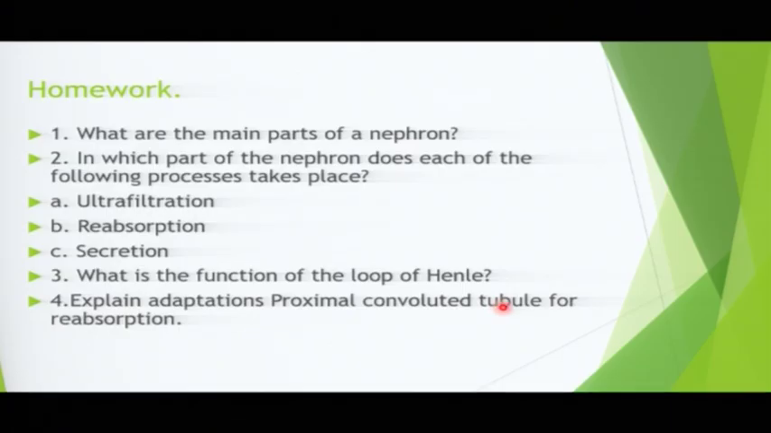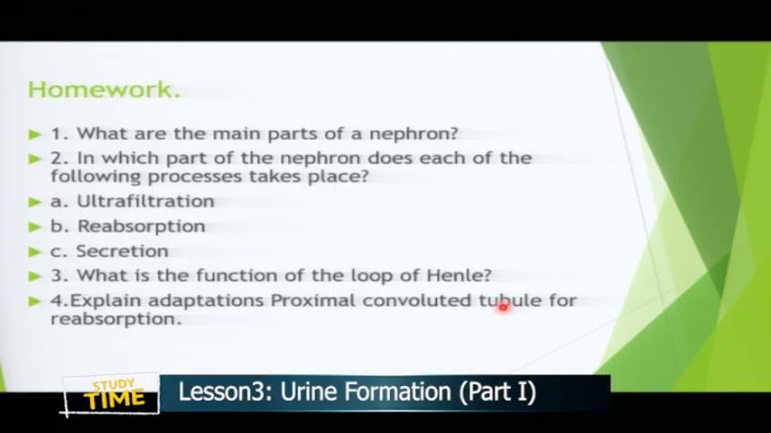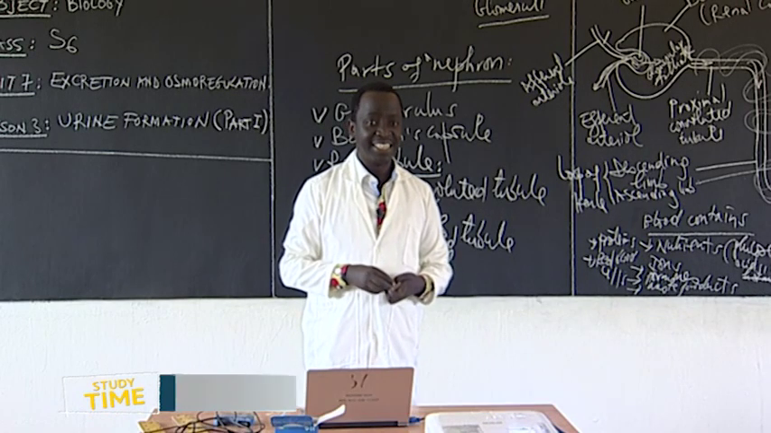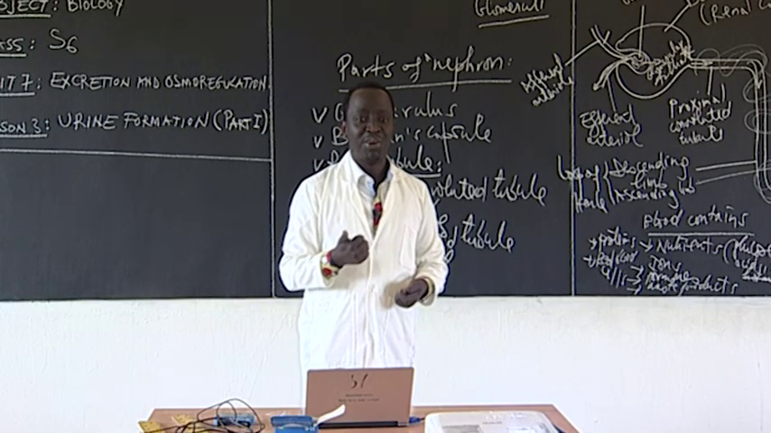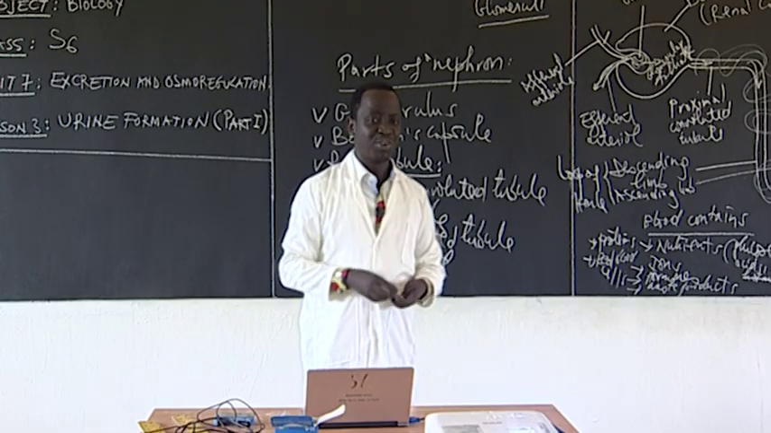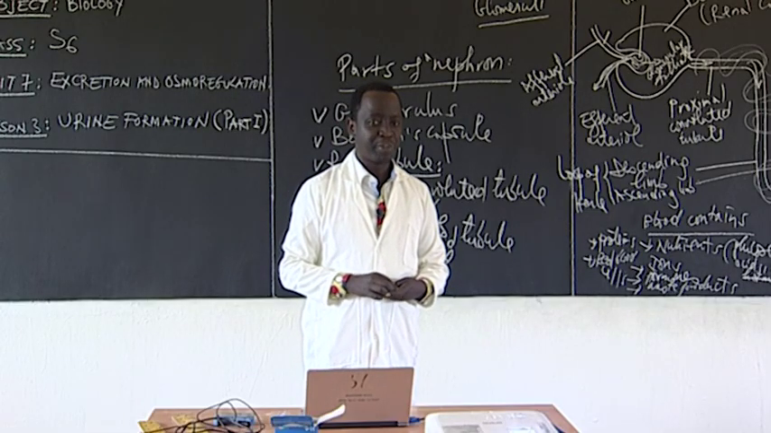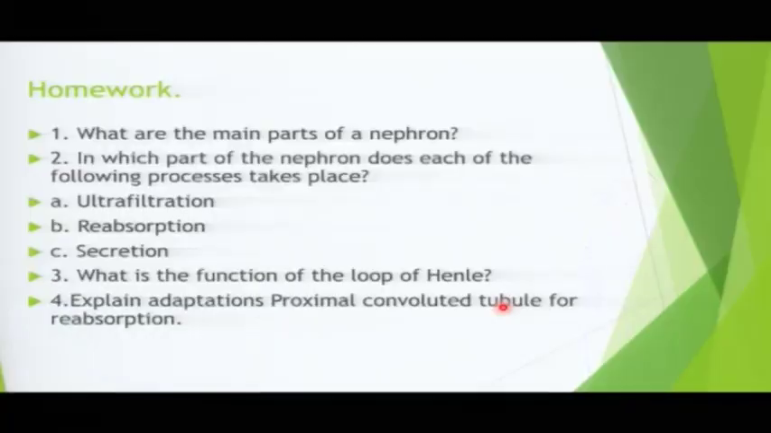So as you have said, the proximal convoluted tubule is where most of the reabsorption takes place. How is the proximal convoluted tubule able to carry out that function? Isn't it? So you have to be ready. Are you okay? Is it good for you? Oh, nice. So be ready for the next lesson. We will continue this urine formation because it is not finished. It has to finish here at this part.